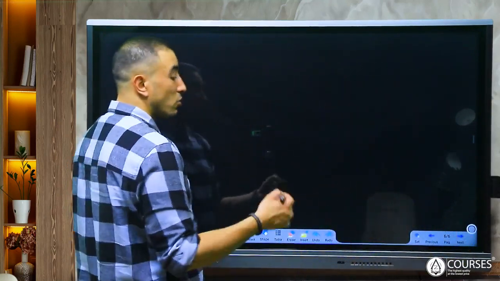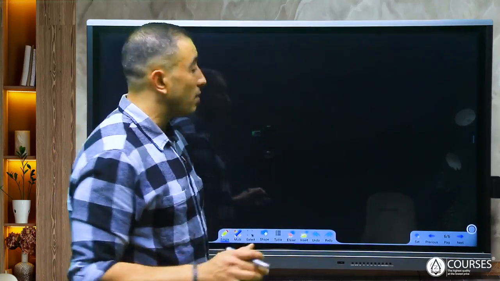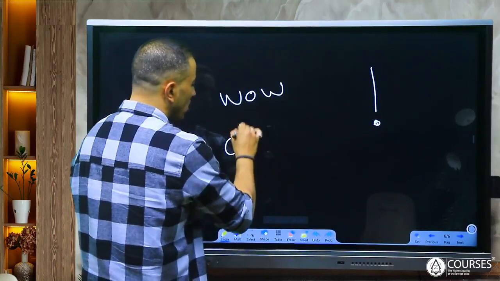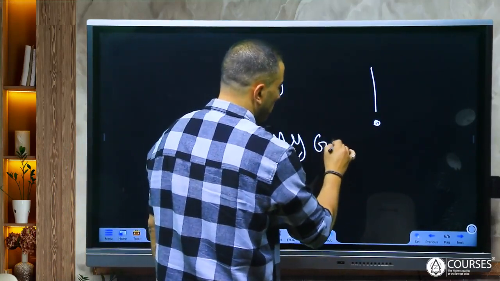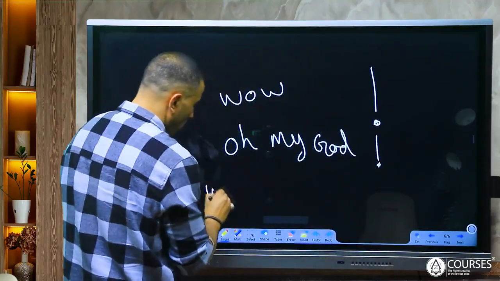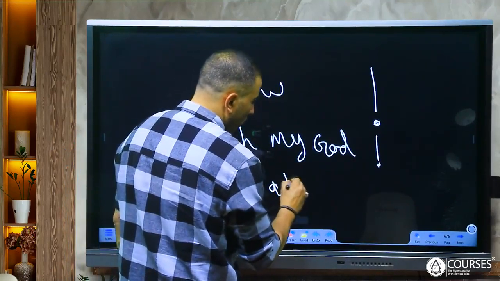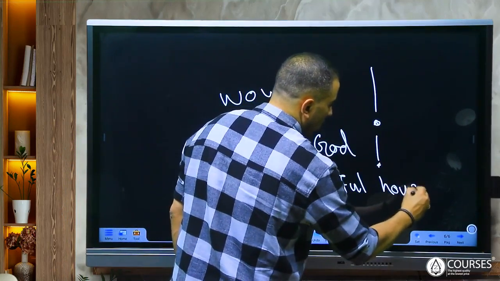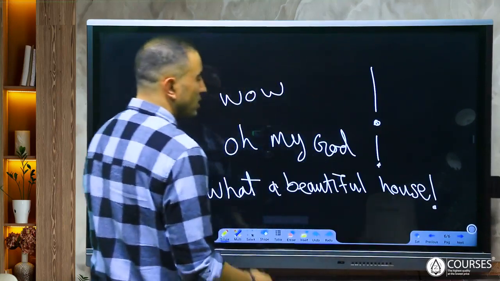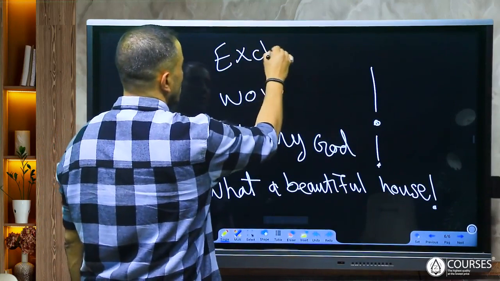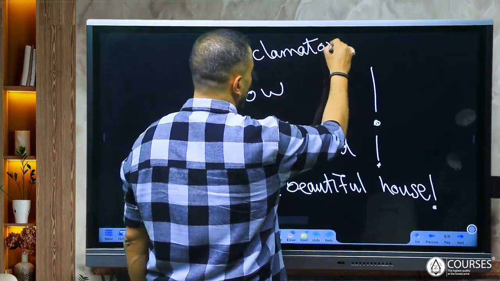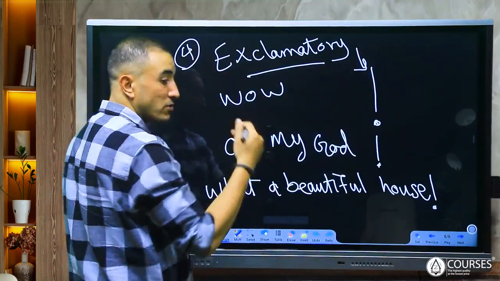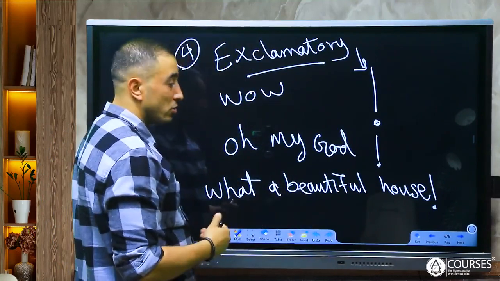The fourth type of sentence, we call it the exclamatory sentence. The exclamatory sentence ends with an exclamation mark. For example, wow, oh my God. What a beautiful house! We call it an exclamatory sentence, and it ends with an exclamation mark, and it is the fourth type of sentence according to the function.